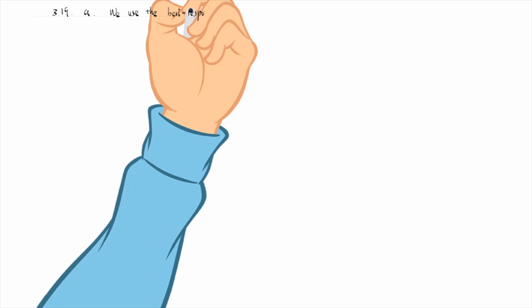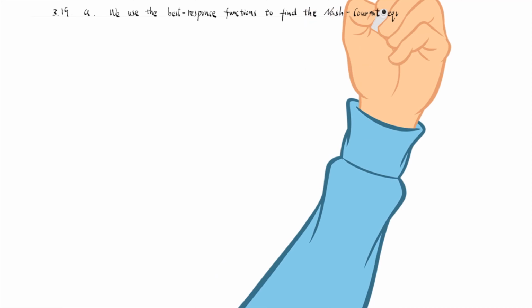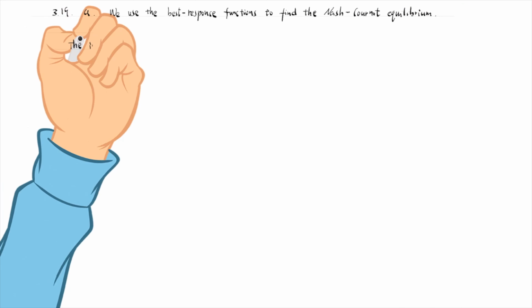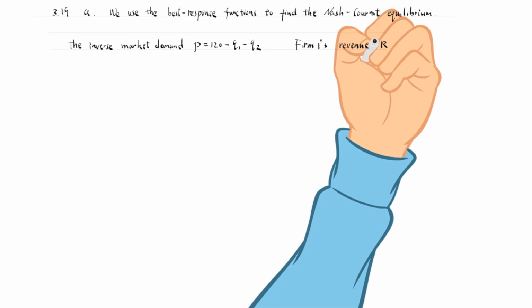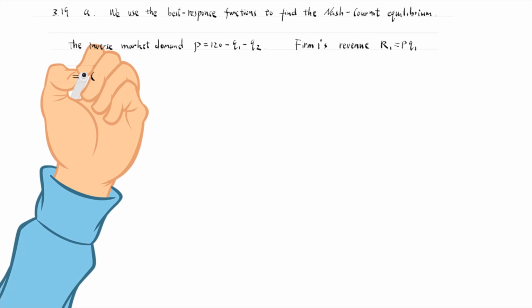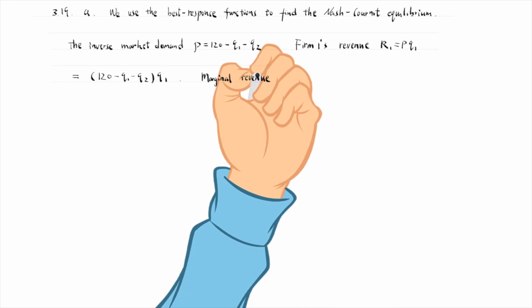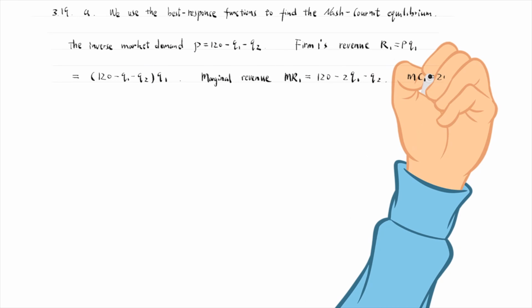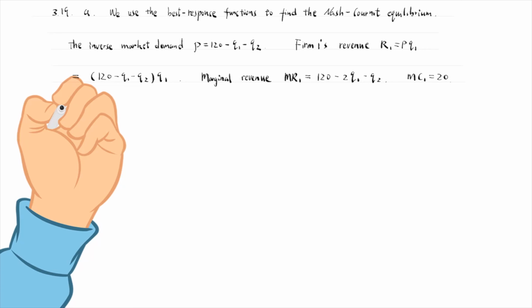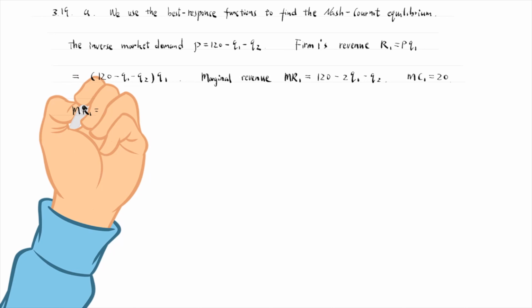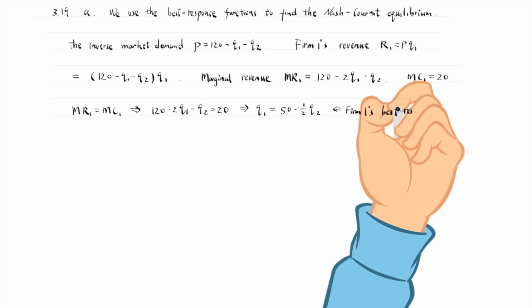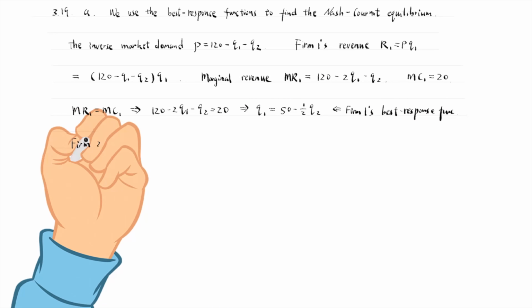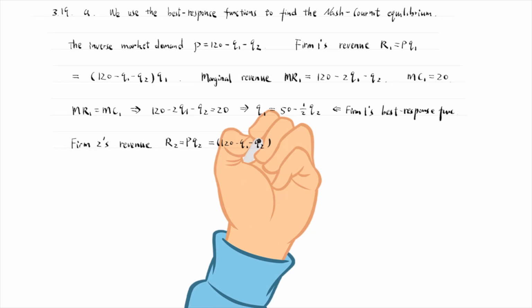We use the firm's best response functions to find the Nash-Cournot equilibrium. We know the inverse market demand function. We can write Firm 1's revenue and marginal revenue functions. The first order condition for profit maximization leads to Firm 1's best response function. Similarly, the same reasoning applies to Firm 2. We can derive Firm 2's best response function.